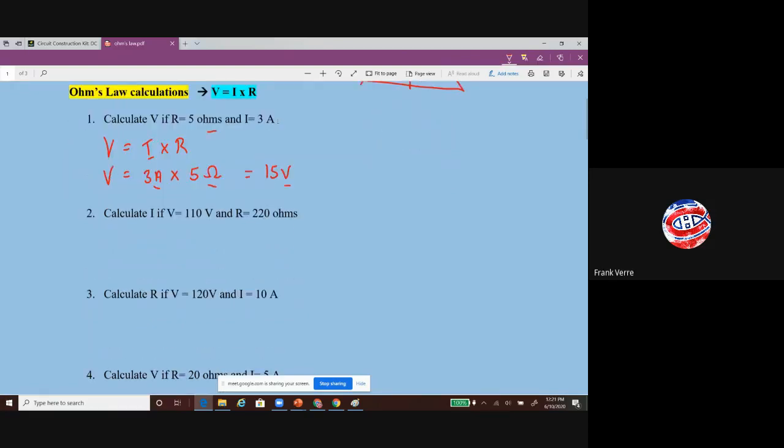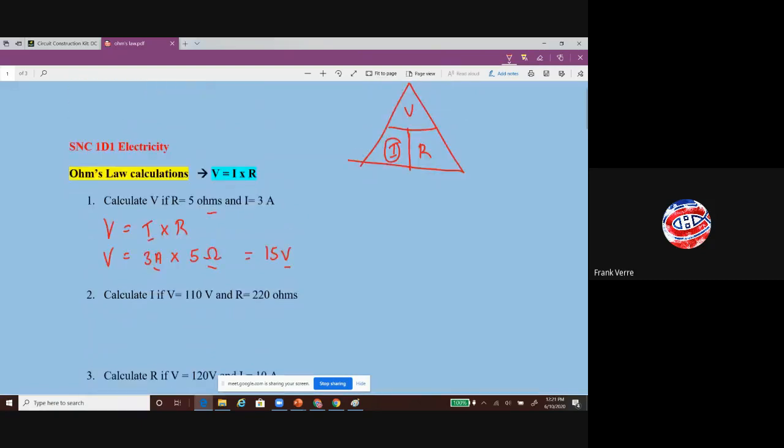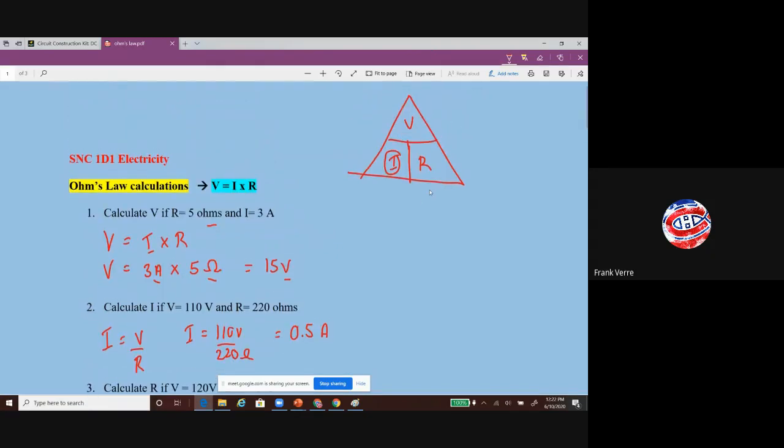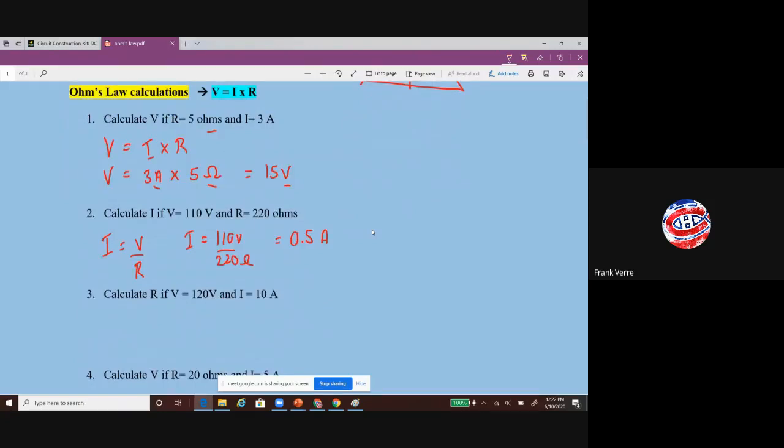Here's another question. What's the current if V is 110 and R is 220? According to our little magic triangle, I is V over R. So I would equal 110 volts over 220 ohms. That would give us 0.5 amps. Okay. The format of this is the same as the format for density. When you look at that magic triangle, it's actually the same form. So hopefully this isn't too difficult.